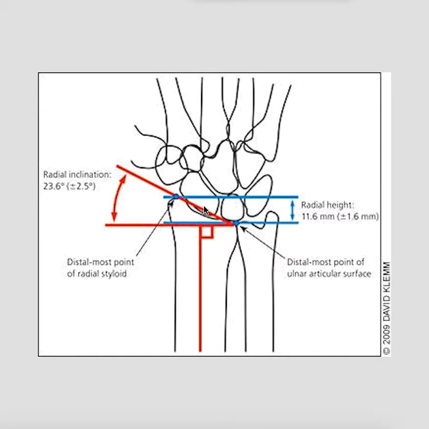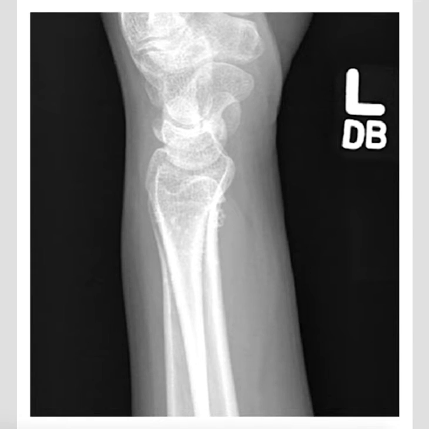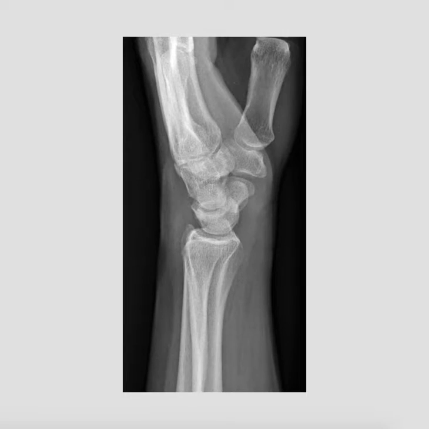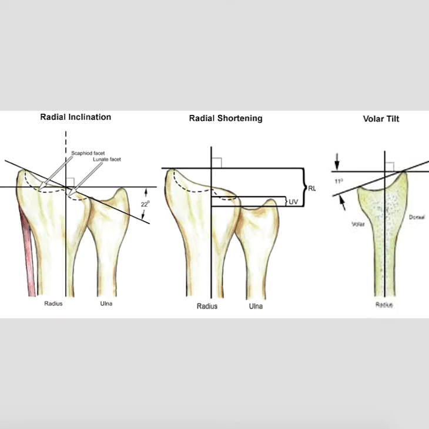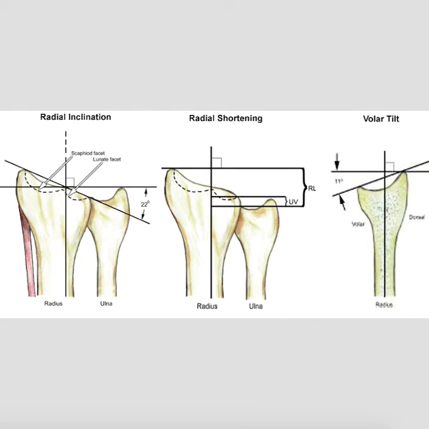Now, this technically is the amount of degrees you are supposed to move the forearm if you really want to get the perfect lateral, because you have to make up for that inclination. Otherwise, you're going to see a view that looks like this because it will overlap. So here is, again, just another representation of the 11, 11, and 22: radial inclination, radial height or shortening, and the volar tilt.